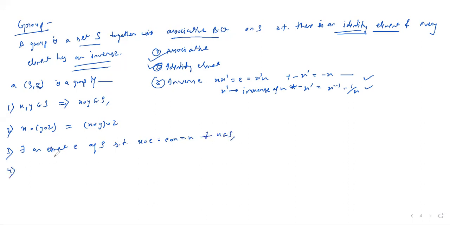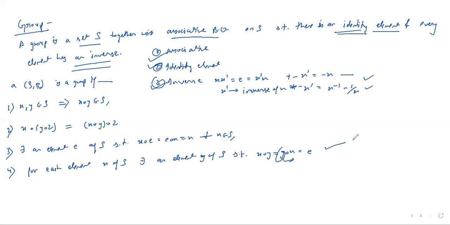And the fourth one is it possesses an inverse. So for each element x of S, there exists an element y of S such that x o y equals y o x equals e, where y is the inverse of x. Okay, so this is the definition of the group.